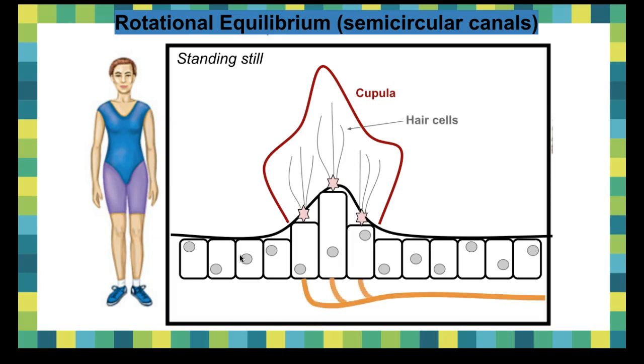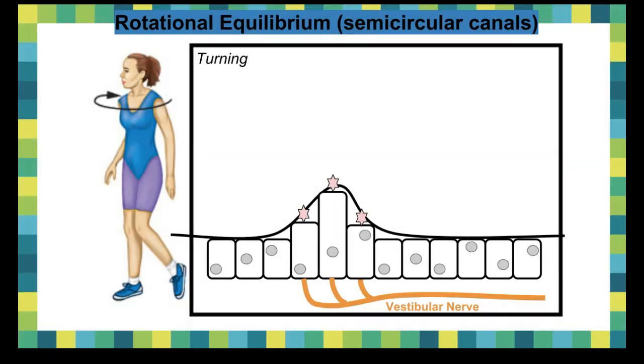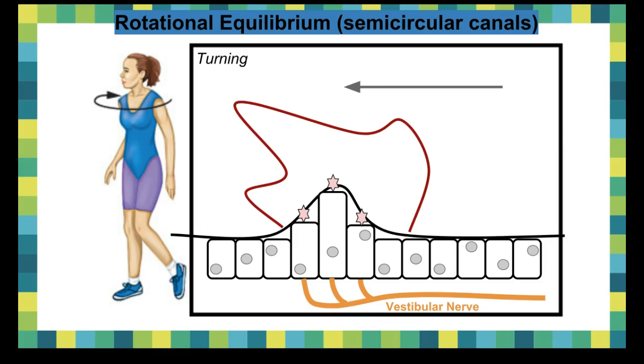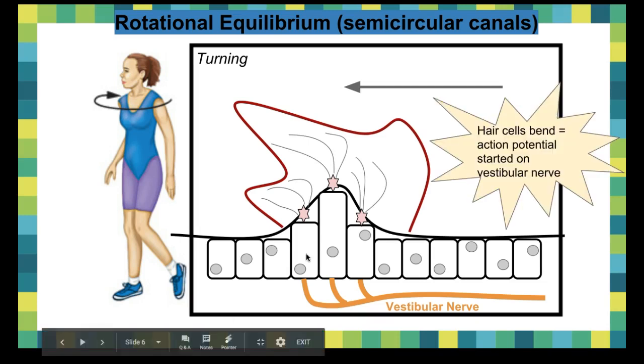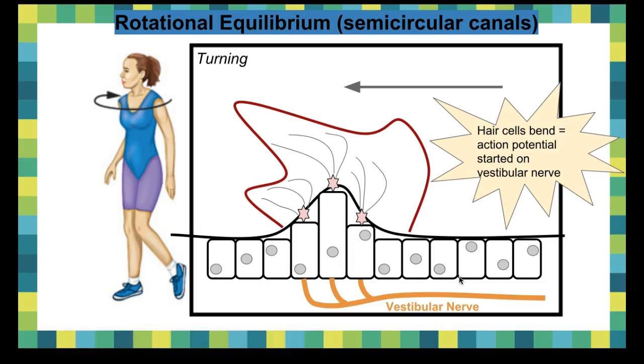Okay, these hair cells are connected to the vestibular nerve, which sends information to our brain about our balance and posture. So when we're standing still, the cupula is upright, the hair cells are straight. When we're turning, the cupula is going to change. So if we're turning this direction, the fluid that fills our semicircular canals is going to push the cupula to the side, which causes the hair cells inside the cupula to bend. As soon as they bend, that's going to send an action potential on the vestibular nerve, which attaches to our brain, and then we know that we're moving.